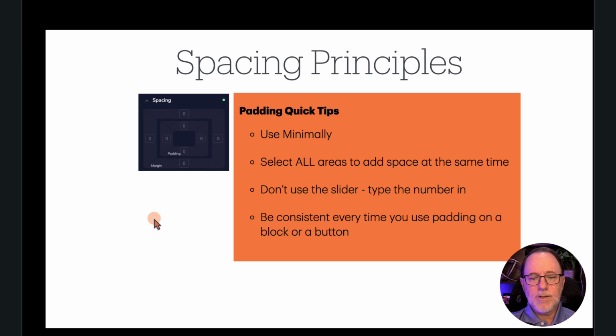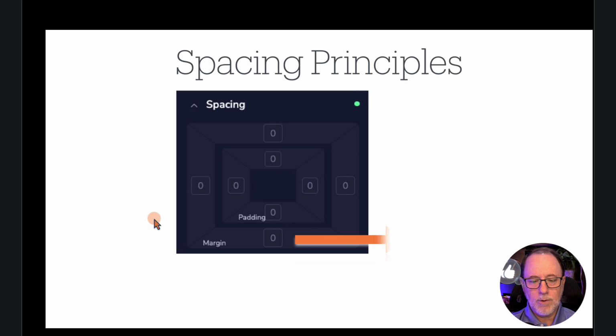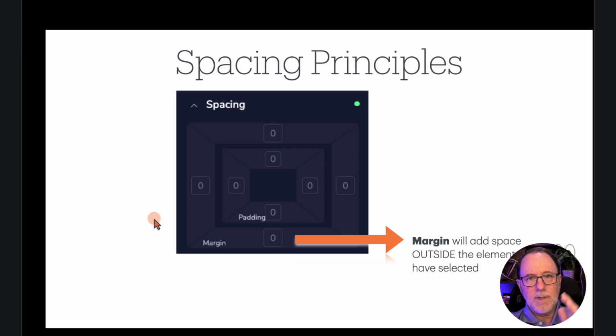Select all of the areas you want to add space to. One of the things that people don't realize is if you're adding padding, you can select the top and the bottom and add spacing at the same time. Don't use the slider. Be consistent every time you use padding on a block or a button. Okay, I'm going to show you how all that works. And by the way, I'm speeding through it because I want to get you this content in the next 5 minutes.